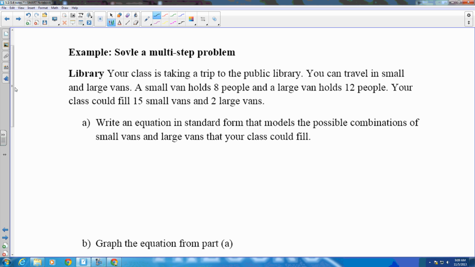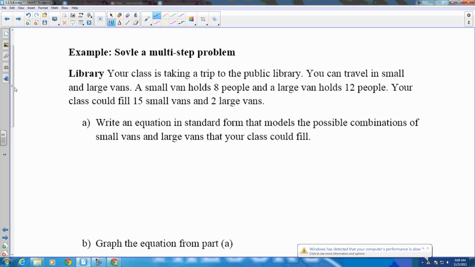Your class is taking a trip to the public library. You can travel in small and large vans. A small van holds 8 people and a large van holds 12 people. Your class could fill 15 small and 2 large vans. Write an equation in standard form that models the possible combinations of small vans and large vans that your class could fill.